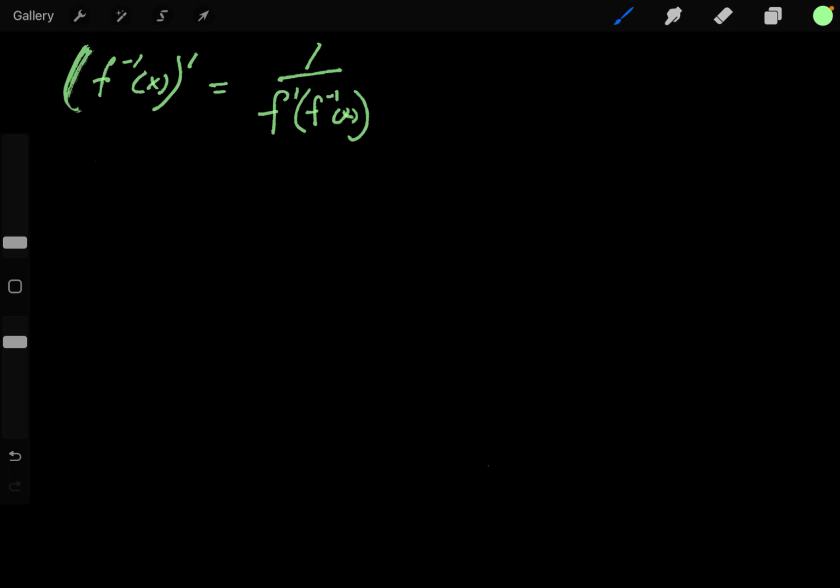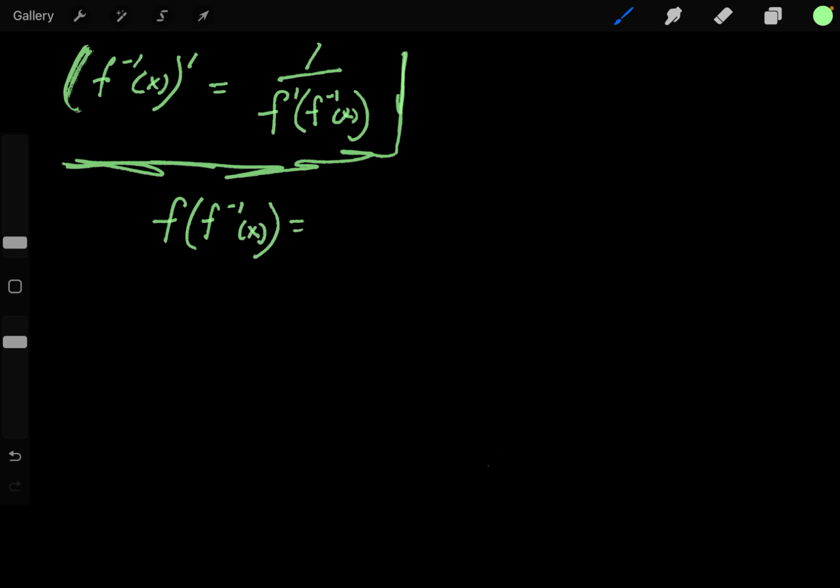So we want to show this fact here. And in order to show it, we're going to remember what the inverse function means. So in order to do this, we need to know that f of f inverse of x is equal to just x. Okay, and we use this fact to show that the derivative of the inverse has this nice relationship to the derivative of the original function, where it's 1 over the derivative of the original function with the inverse plugged in.